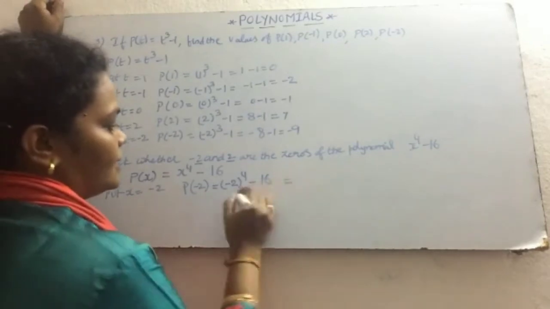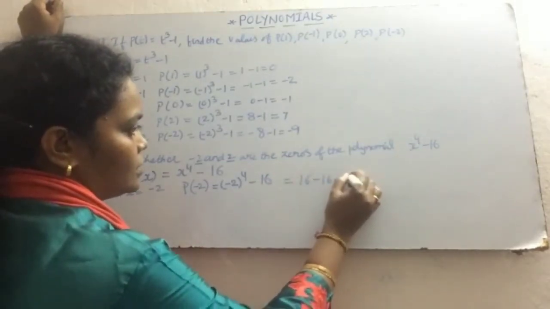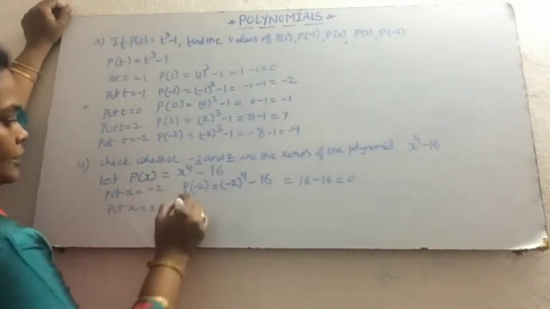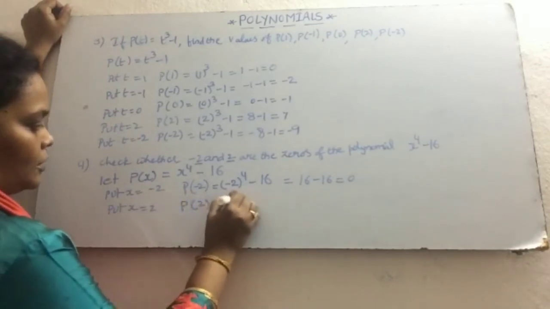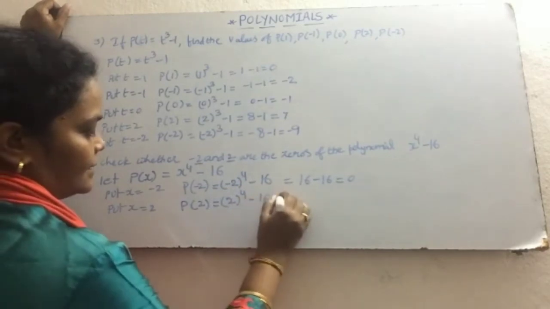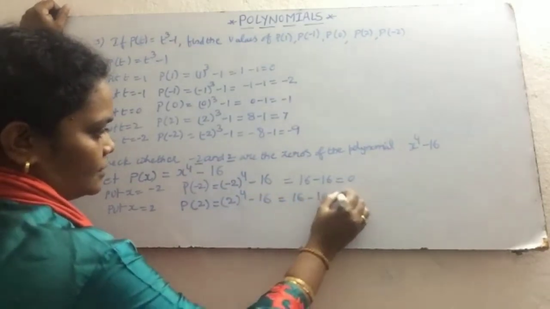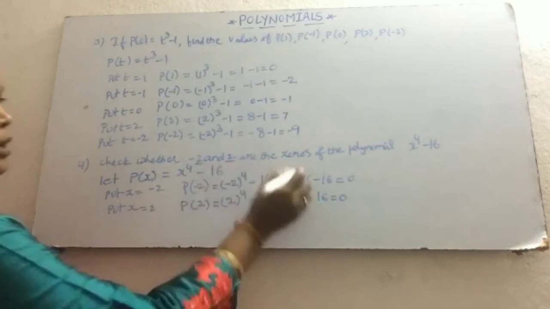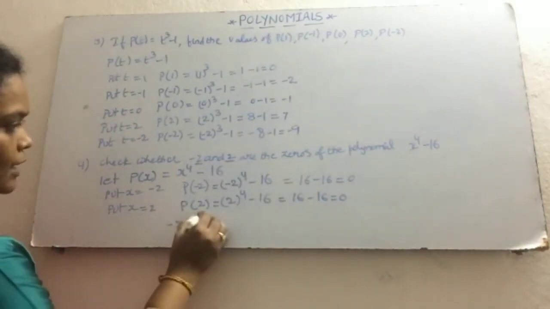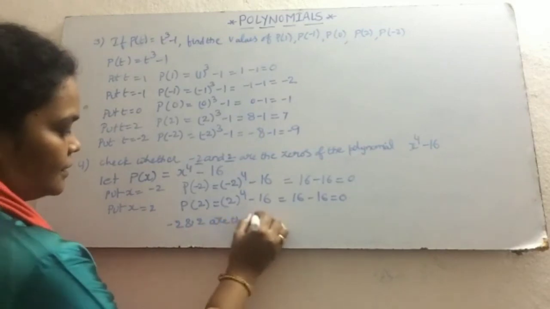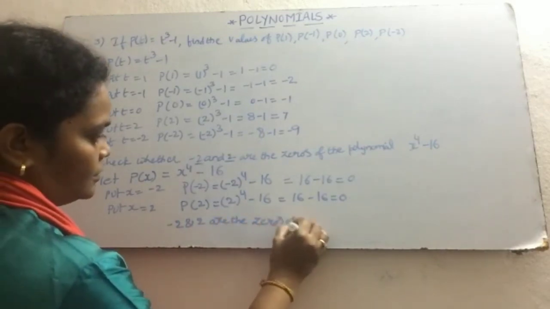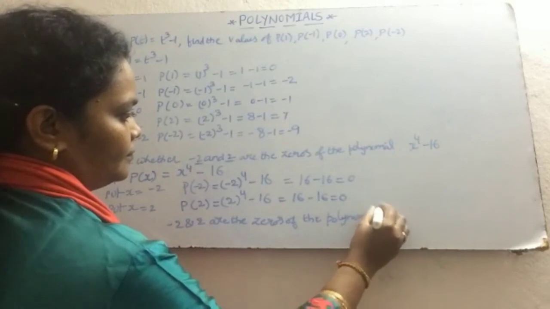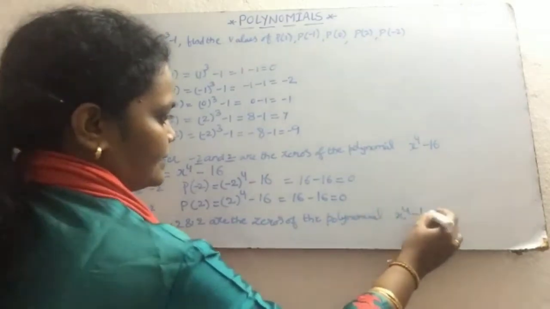That means 16 minus 16 equal to 0. And next, put x is equal to 2. Then P of 2 equal to 2 whole power 4 minus 16. That means 16 minus 16 equal to 0. So minus 2 and 2 are the zeros of the polynomial x power 4 minus 16.